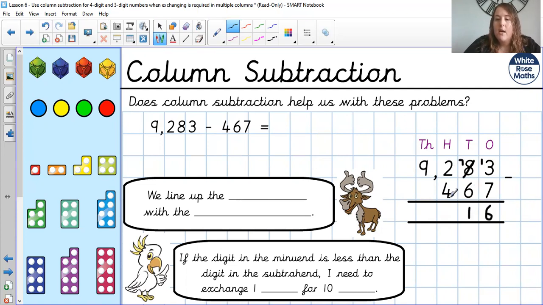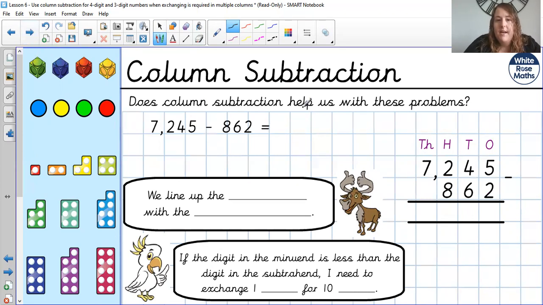2 take away 4, I can't do, I'm going to need to exchange. So cross out my 9 and leave an 8 and put my 1. So I've now got 12 hundreds. 12 take away 4 is 8. And then 8 left there. So I've got 8, take away a blank space, take away nothing. So I still have to bring my 8 down. So my answer is 8,816. Brilliant. Okay, let's have a go at another one then.